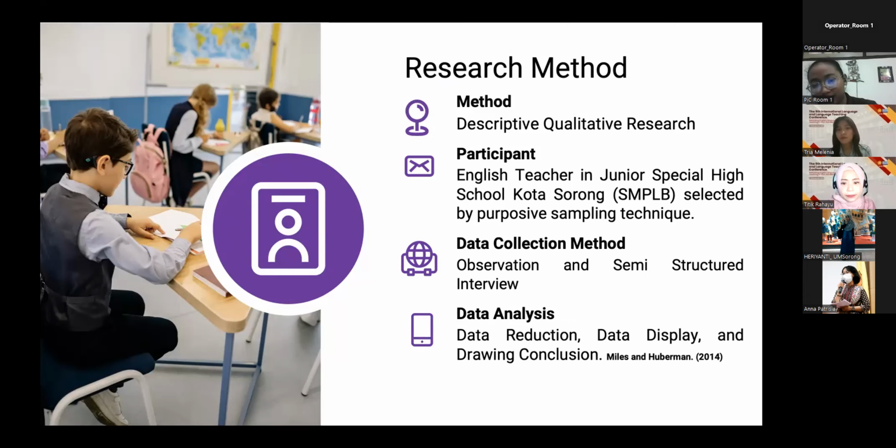For the data analysis, of course, I use the Miles and Huberman data analysis method: data reduction, data display, and drawing conclusion based on the data gathered from observation and interview. Of course, in observation, we use an observation checklist, and in the semi-structured interview, we use some questions as interview guideline.